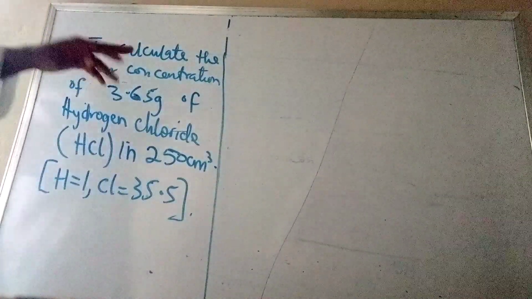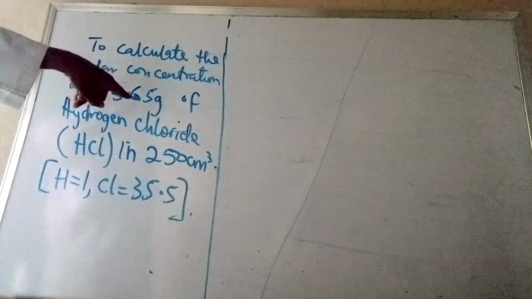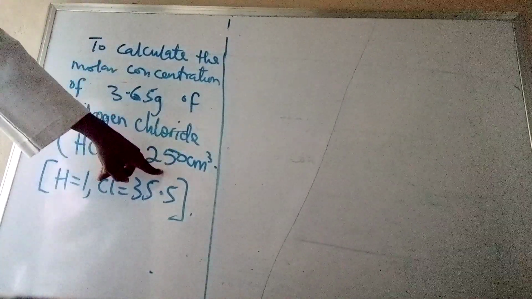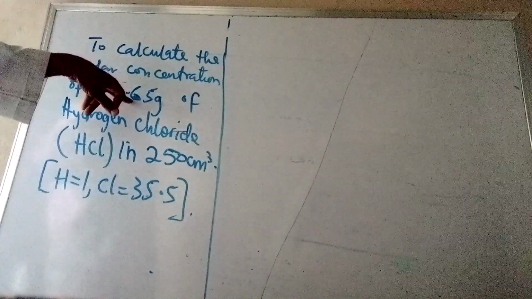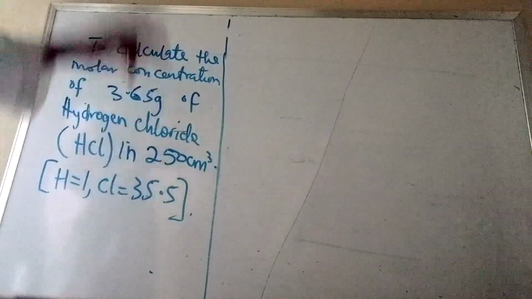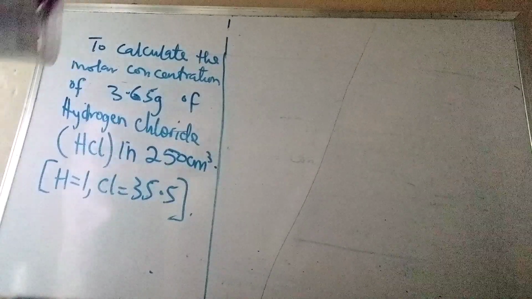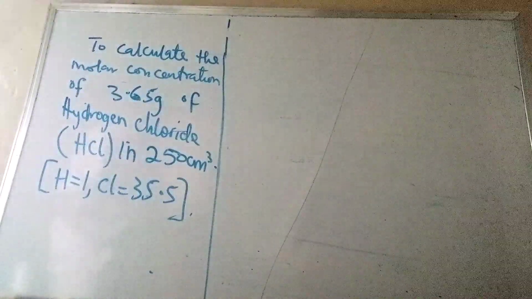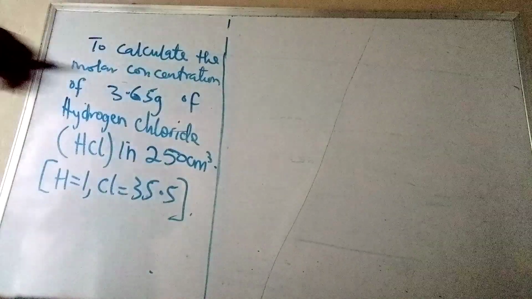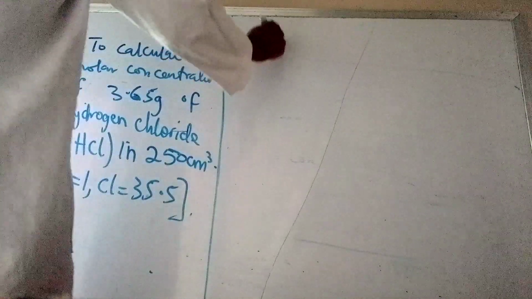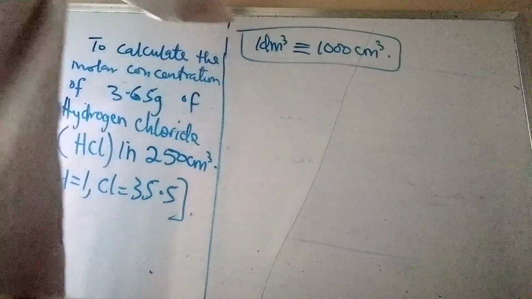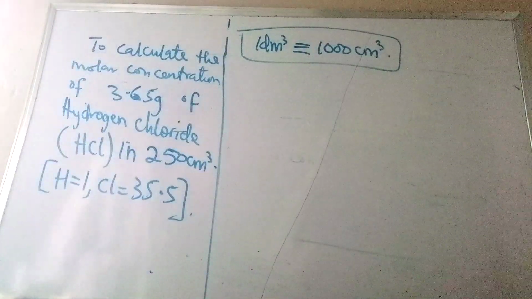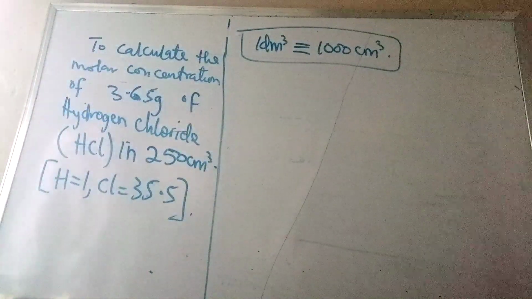So definitely, if 3.65 grams is in 250 cm cube, there is need for us to find how many grams will be in 1 dm cube. And whatever we now get will be our mass concentration. How do we go about that? We have to recall first that 1 dm cube is equivalent to 1000 cm cube. Please take note of that. That's a conversion factor. Now, let's work the mathematics.